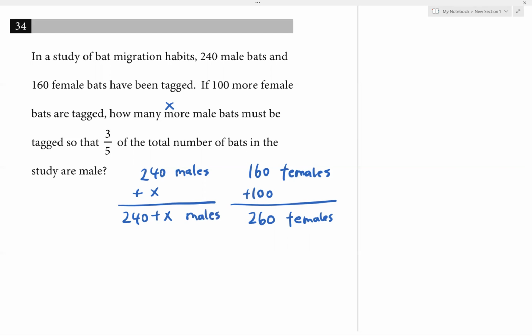To solve for x, we have to set up an equation, or since we're talking about proportion, we can set up a proportion for this one. We want 3/5 of the total number of bats to be male. So the ratio of males to the total number of bats has to be 3:5, so it's 3/5. How many males do we have? We have 240 plus x.